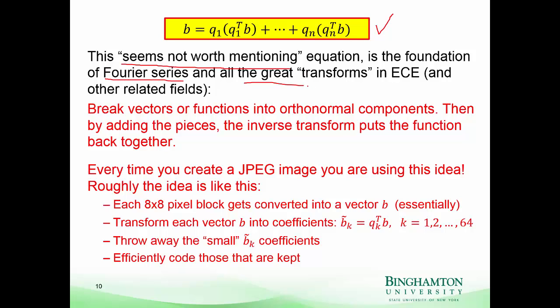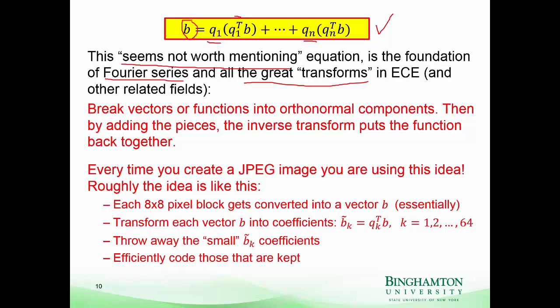And there's a bunch of things that are called transforms that come out of various subfields of ECE and other related fields, like in physics and applied math, things like that. These ideas are huge. And the basic idea is we start with some vector b that represents the signal or information that we're given and that we've kind of quote-unquote received. And then we have a set of orthonormal vectors. That's the q1 through qn.